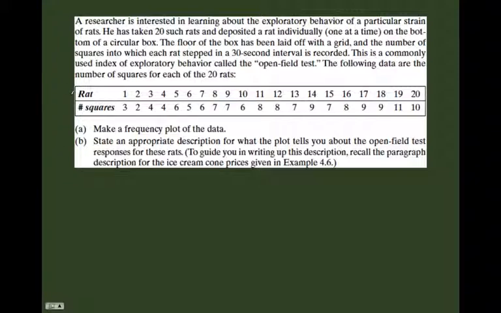Now, what a few people did was mistakenly take this row as the data, but this is not the data. This row right here is not the data. This is simply the rat's number. This is like the rat's name, in a sense. And so if you created an axis numbered 1 through 20, then what you were really doing is putting the positions on the axis that corresponded to the rats' names, which doesn't really make sense. This row, though, is the data.